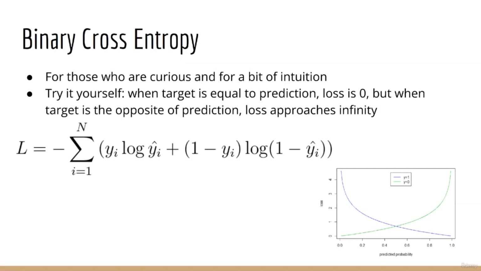As a side note, for those who are curious, I'll show you the expression for the binary cross entropy. In this case, y is the target, and y hat is the model output, which, as you recall, is a probability between 0 and 1. You should convince yourself that when y is equal to y hat, this loss function equals 0, and when y and y hat are opposite, this loss function approaches infinity. What I mean by opposite is that y is 1 and y hat approaches 0, or y is 0 and y hat approaches 1. So plug in some numbers and verify that this is the case.